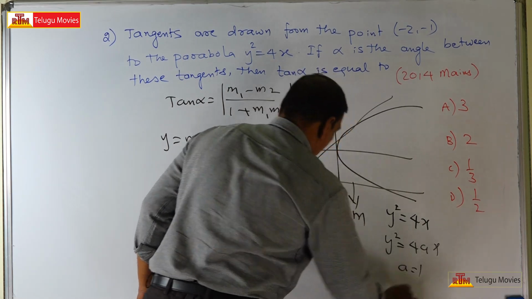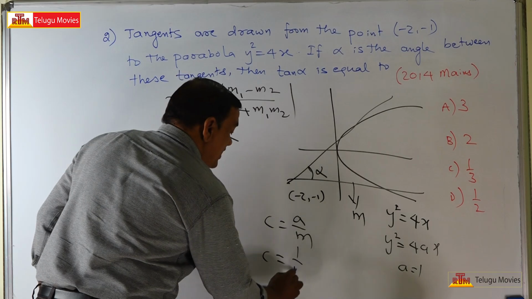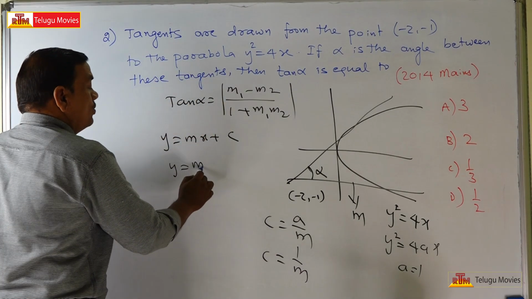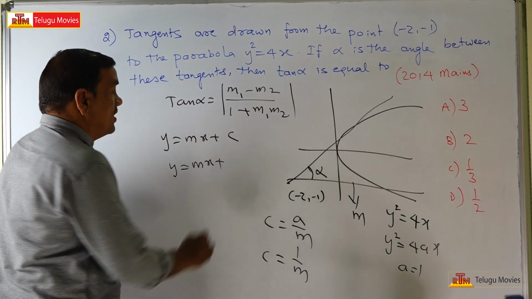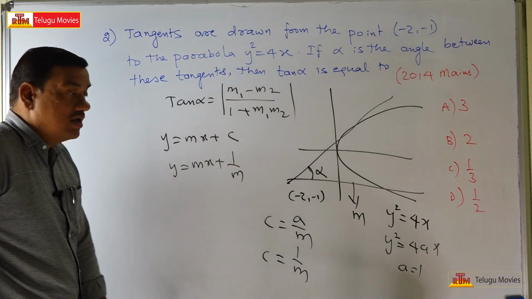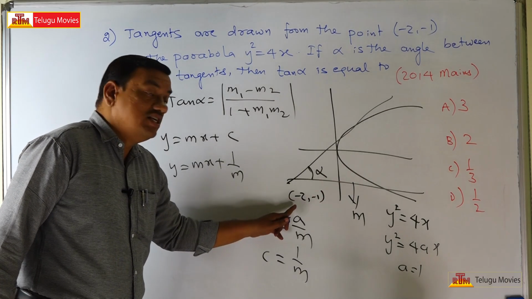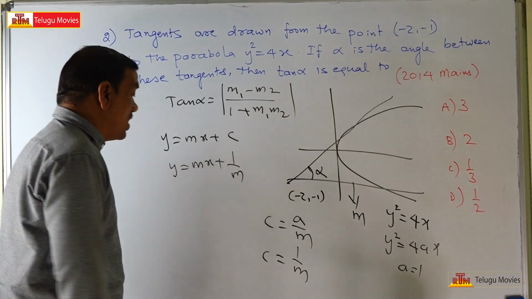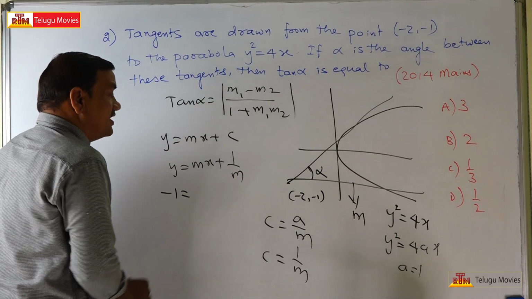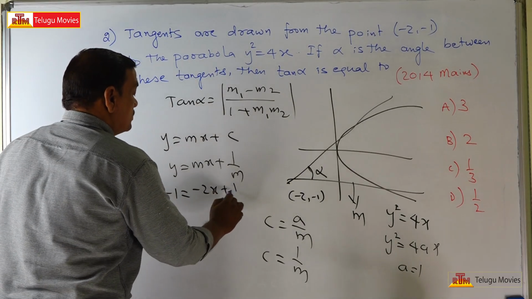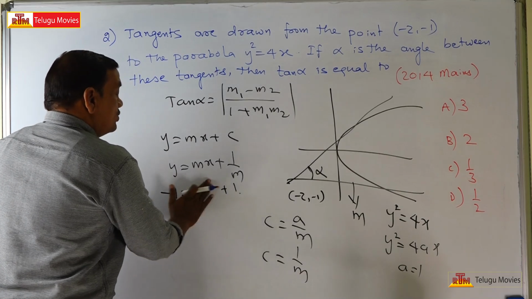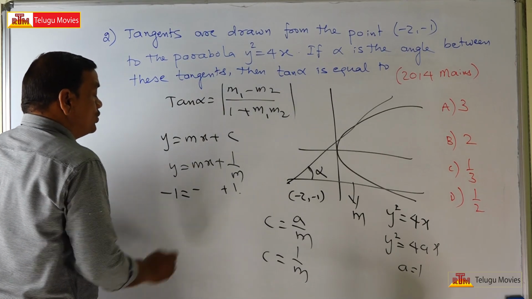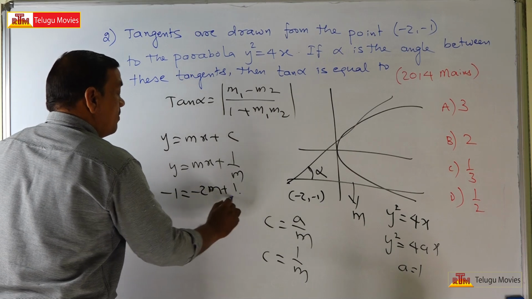Therefore, a is equal to 1. Therefore, 1 by m. So, y is equal to mx plus 1 by m. Okay now? Right. So, this straight line is passing through the point minus 2 comma minus 1. This is the x value minus 2. So, therefore, minus 2m by m.